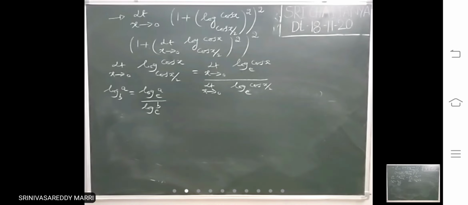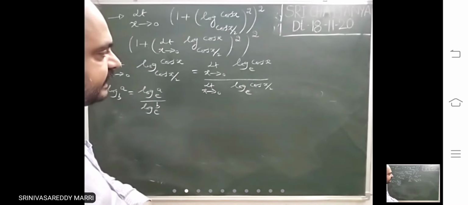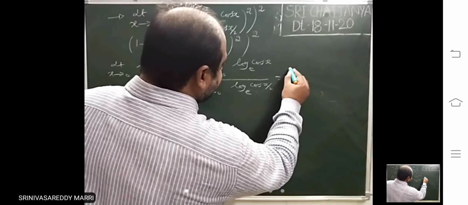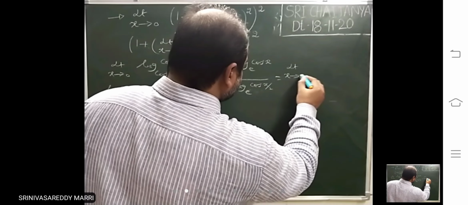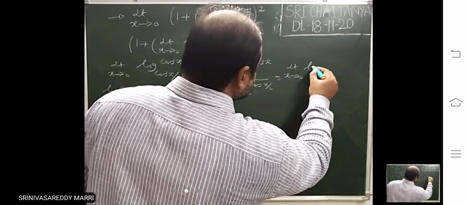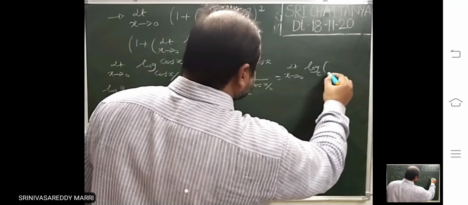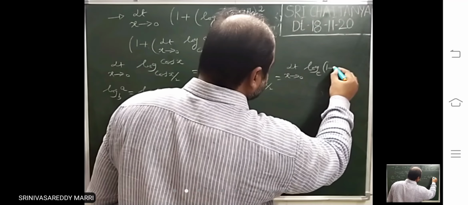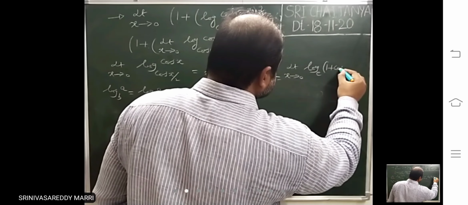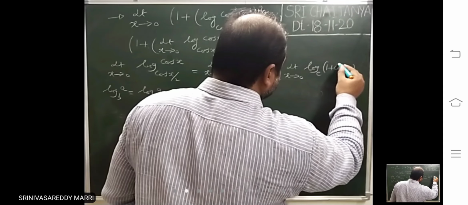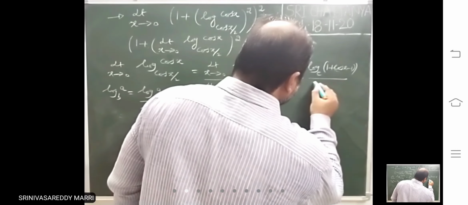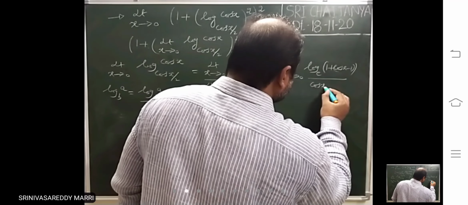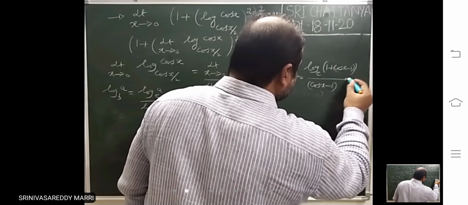Now what is the formula? Log of 1 plus x. If 1 is not there, you adjust it: you add 1 and subtract 1. So log, you adjust like this: look at 1 plus (cos x minus 1). In place of x, cos x minus 1. I am multiplying and dividing by that, cos x minus 1.